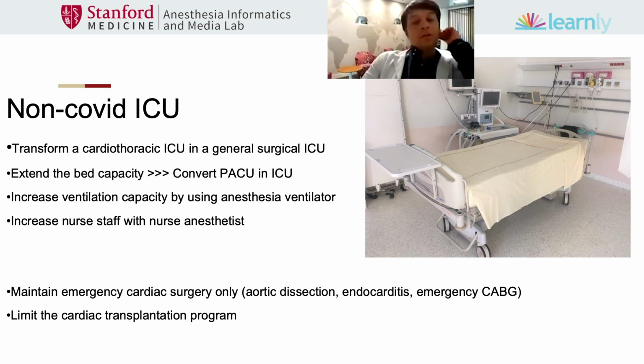In my hospital, the cardiothoracic ICU is in a separate building from the ER and the surgical and medical ICUs. That's why we decided to keep it as a non-COVID ICU. The usual bed capacity is 17 beds in my ICU, and 7 new beds were created in the PACU, as you can see in the picture. The ventilation capacity has been increased with anesthesia ventilators.